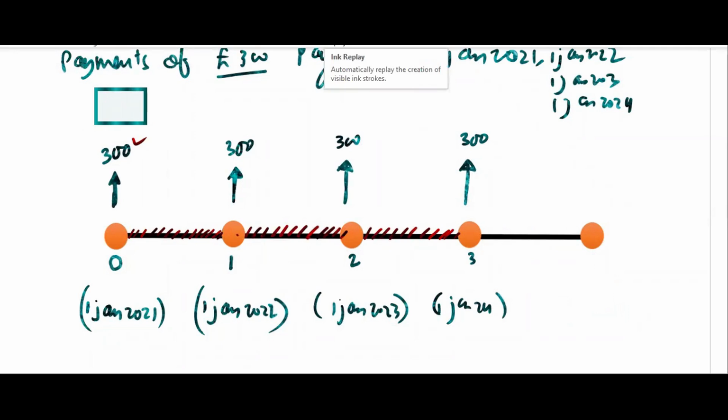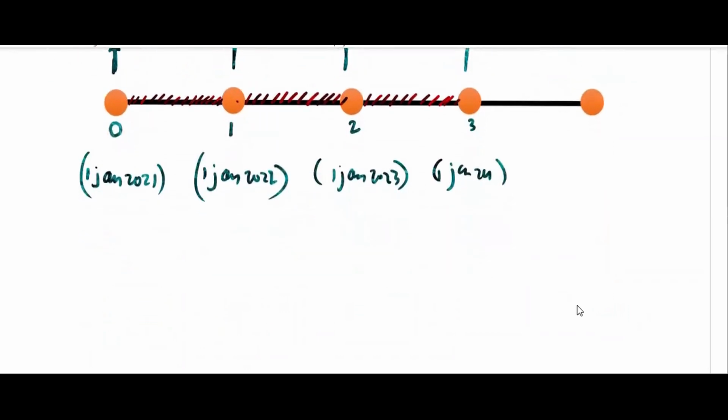Okay, 300, let me write. And here again I have to count 1, 2, 3, 4. I'll write A4, but I'll write due. Similar to the formula for AN. AN formula was 1 minus V^N divided by I. The AN due formula you have to know. That will be 1 minus V^N divided by D. That's all. From I, we have D.